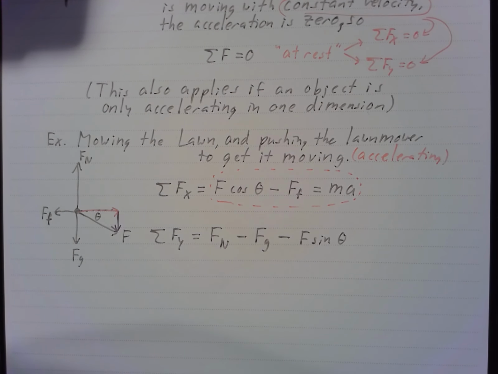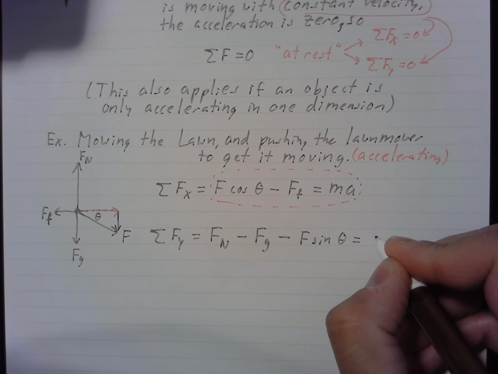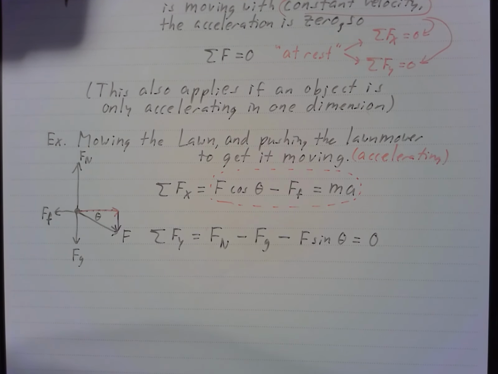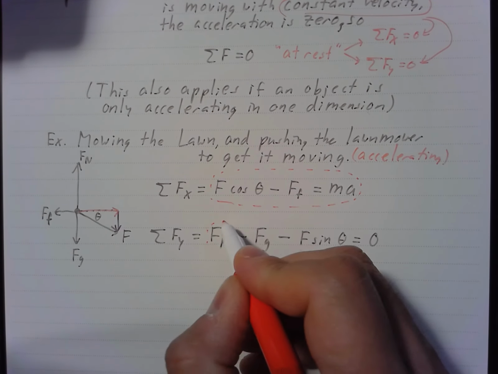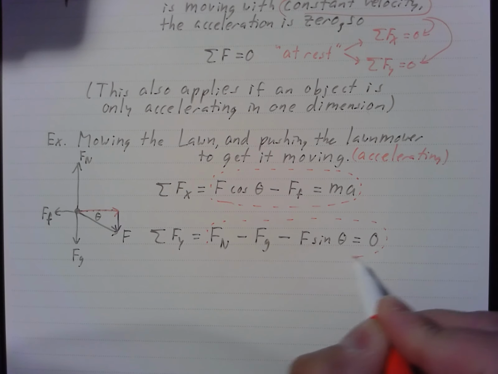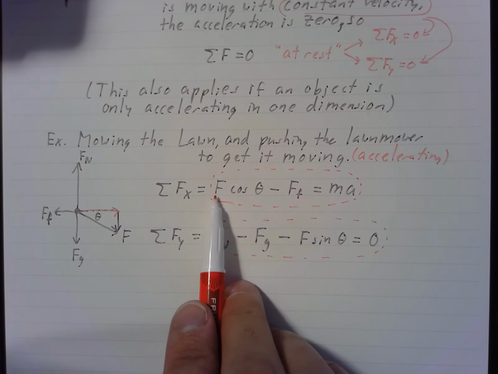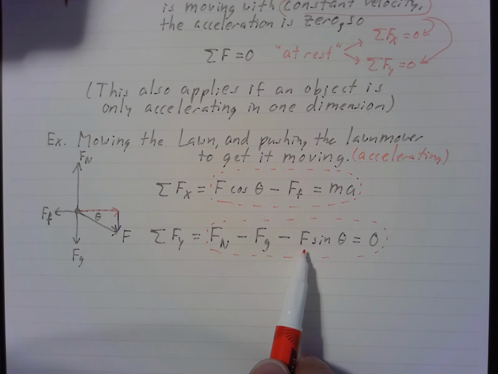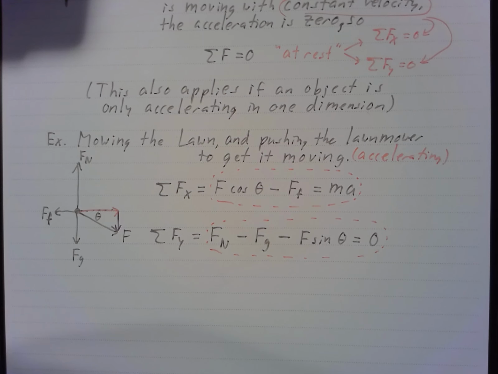Now, if you think about the lawnmower, its vertical position isn't changing. And because its vertical position isn't changing, it has a vertical acceleration of 0, and therefore its net force in the vertical direction is 0. So I have two expressions. Because the force F is pointed at an angle, its symbol appears in both the x and y direction, but the magnitude gets modified by either cosine or sine.